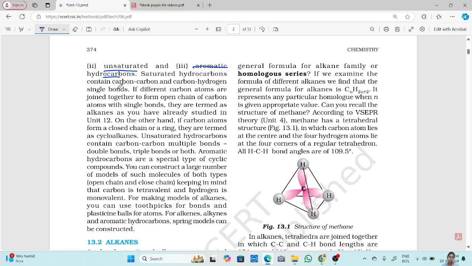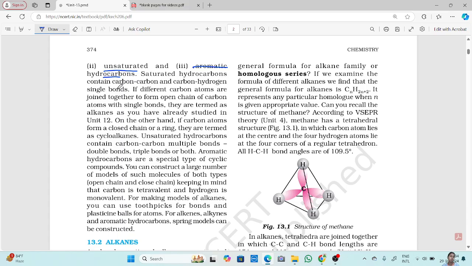Between carbon-carbon there will be a single bond. Between carbon-hydrogen also there will be a single bond. Now, if different carbon atoms are joined together to form an open chain of carbon atoms with single bonds, they are termed as alkanes. So as you know, we have alkanes, alkenes, and alkynes.